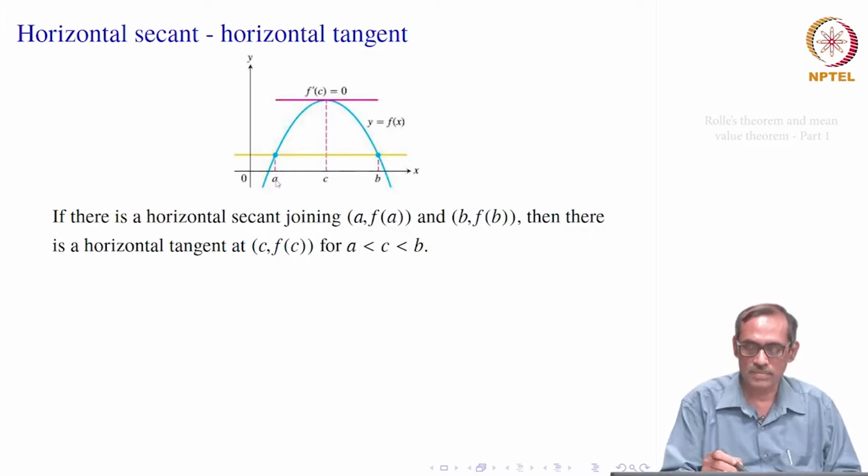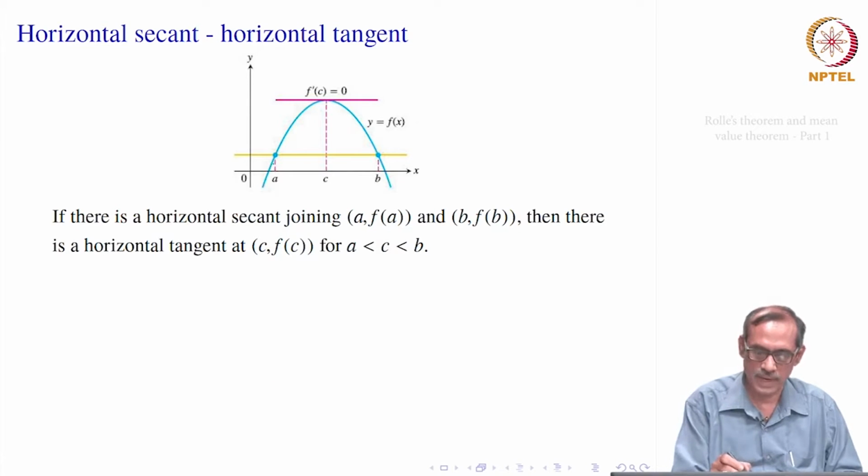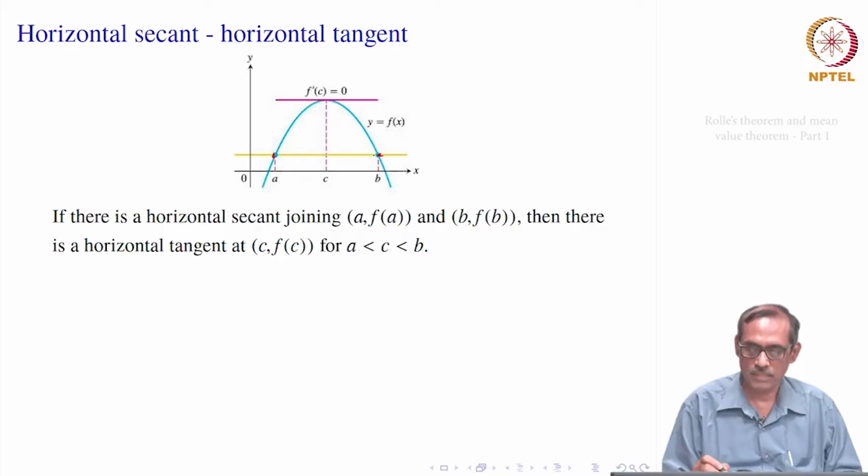Suppose you have the curve y equal to f of x. For simplicity, we wrote it this way. It will be easier to see what we want to say. So, you take one horizontal secant, that is the yellow line. There is a horizontal secant joining the point A, f of A, which is here, and B, f of B. Once it is horizontal, that means f of A equal to f of B, that height is the same. That is why that blue line is horizontal.